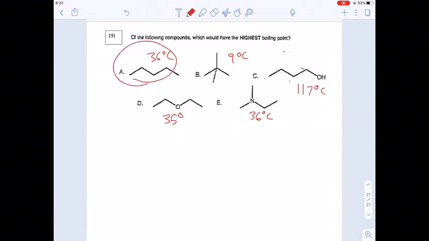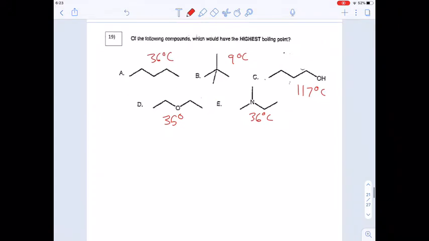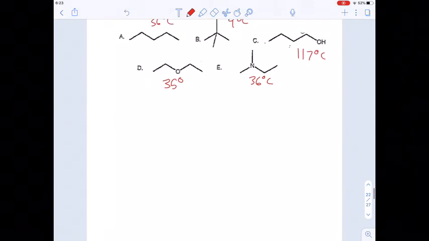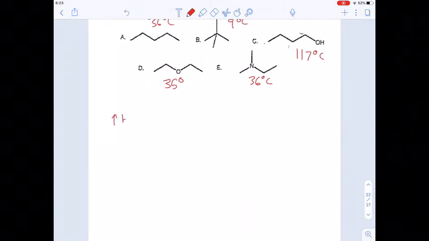Okay, so multiple choice 19 asks, of the following compounds, which would have the highest boiling point? I went ahead and I just drew in the boiling points for all of these anyway. So the first one is going to have a boiling point of 36. The second one is going to have a boiling point of 9 degrees, even though these have the same amount of carbons. Wait, let me double check. 1, 2, 3, 4, 5. 1, 2, 3, 4, 5.